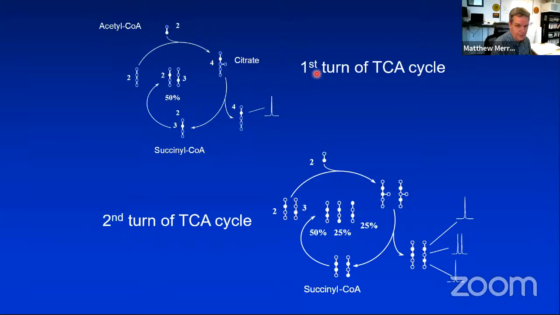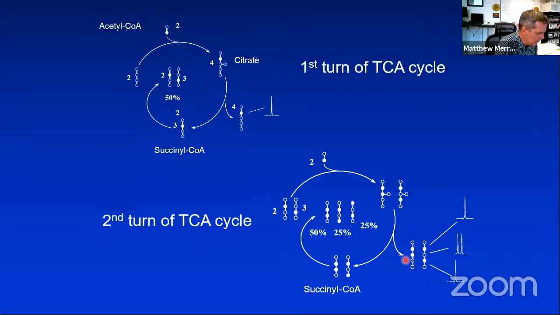We look at glutamate because NMR is sensitivity challenged, and glutamate is the highest abundance amino acid in tissue. And so that single C4 enrichment, if you look at the carbon-13 spectrum, is just going to give you a single line. Now, in the second turn of the cycle, we've actually produced labeled oxaloacetate that can condense with the labeled acetyl-CoA in the second turn of the cycle.